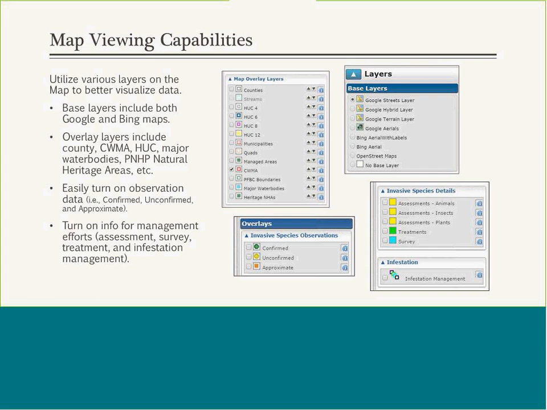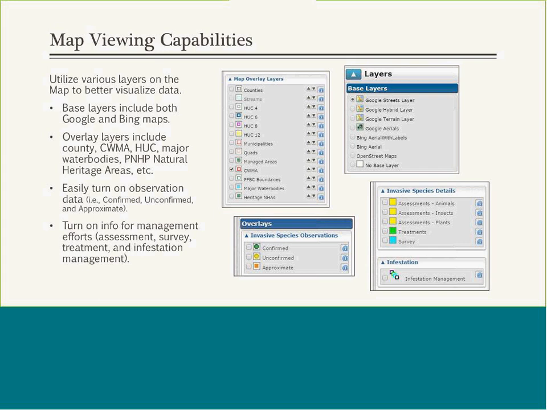You can turn on the cooperative weed management area layer, and this will show you all the different CWMAs that we have in Pennsylvania. We have what are called HUC layers. These are hydrologic unit codes, essentially showing the size of different watersheds, both large and small. We also have a layer for major water bodies, the Natural Heritage Program's Natural Heritage Areas, and there are several others on here. There is a lot to choose from.